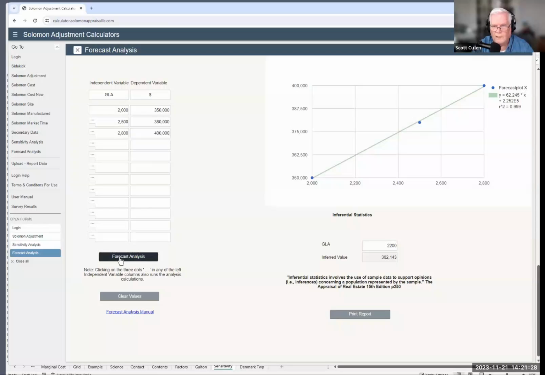And when I click forecast, it does the same scatter plot. It's got the same equation, but it uses that equation to figure out, it plugs 2200 in for the X variable here. So 62.245 times 2,200 square feet plus this $252,000 gives you the inferred value. So you could think of that as a very, very small AVM. The reason I designed this, it wasn't for GLA. It does work for that.